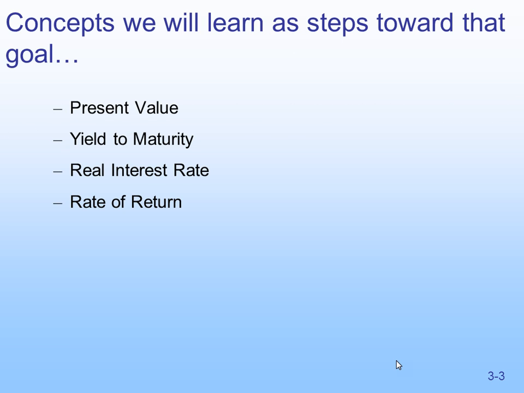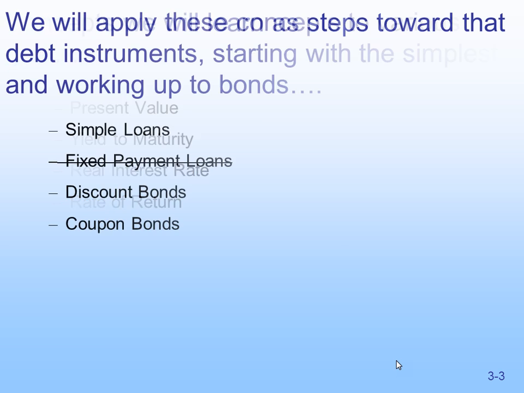As we go towards that goal, I'm going to talk about a couple of concepts. The first is present value, a really crucial concept for this entire course. Then the yield to maturity, what's a real interest rate, and how we calculate the rate of return, which is actually different from the yield to maturity. It can sometimes be very, very different.